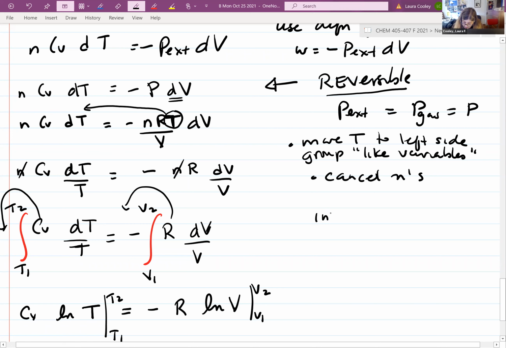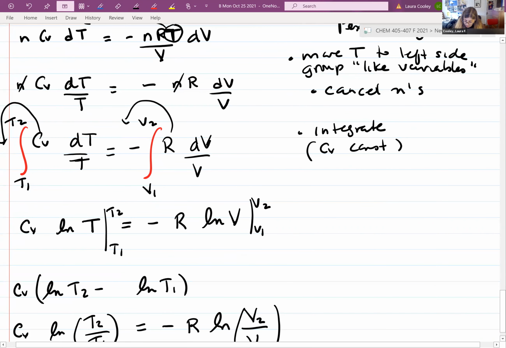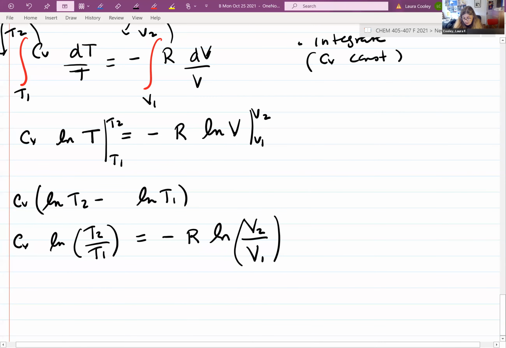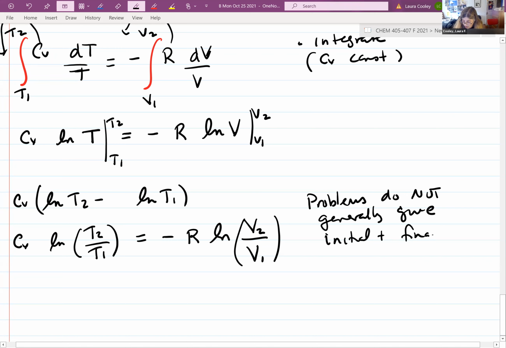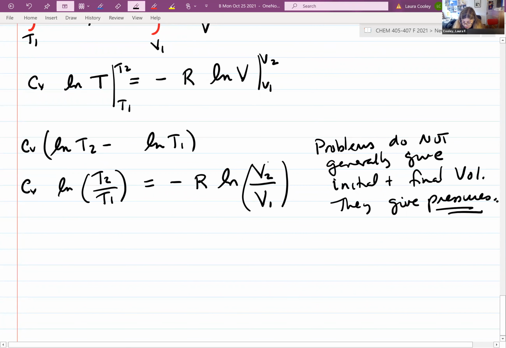Then I integrate. CV is assumed constant. Now here, I have a formula, but problems do not generally give the initial and final volume of the expansion. They give the pressures. So I need to write this in terms of pressures.